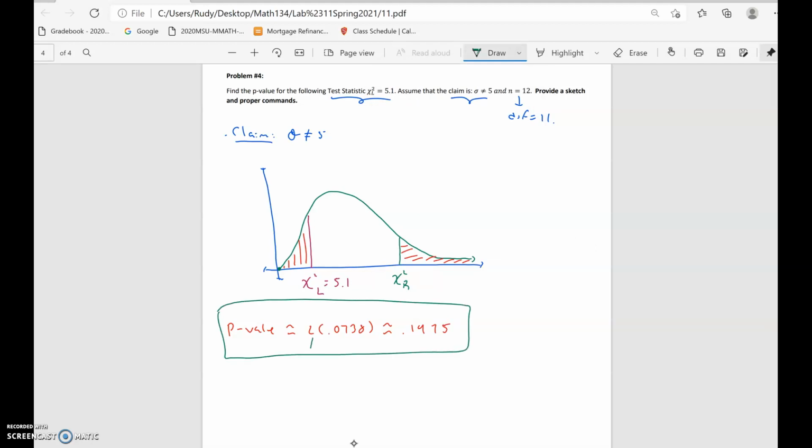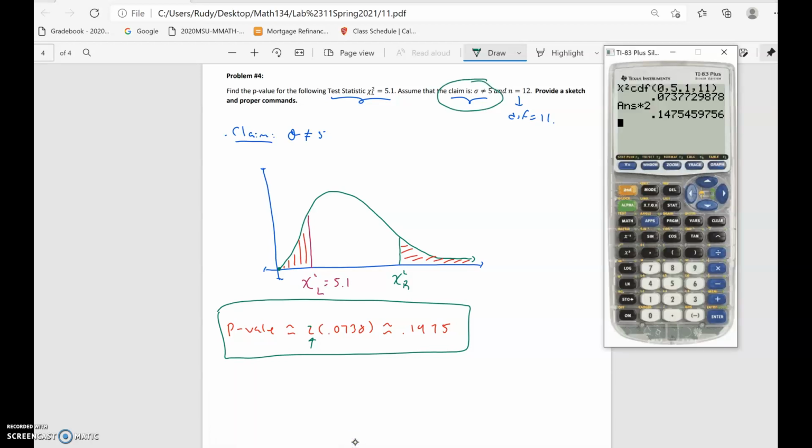And then once again, we're doing the multiplication by 2 because your claim is actually a two-tailed test. And that is given here. We have a claim of not equals in the problem. Let me double check the code. It goes from 0 to 5.1 and then 11 degrees of freedom multiplied times 2. Yep, that would be it.